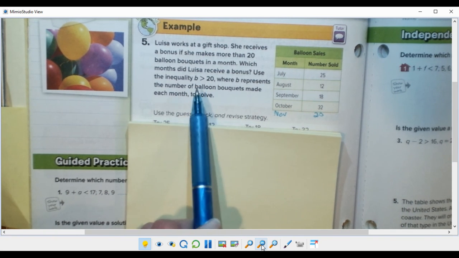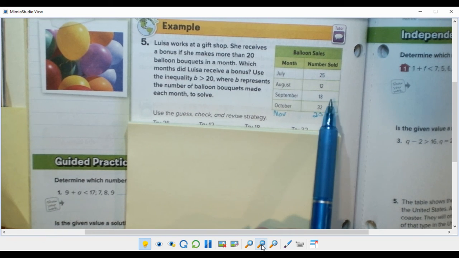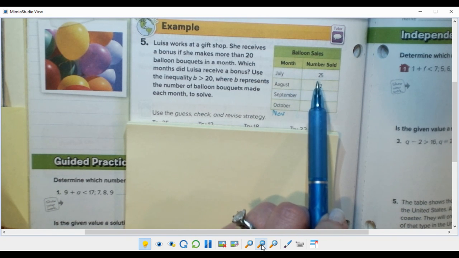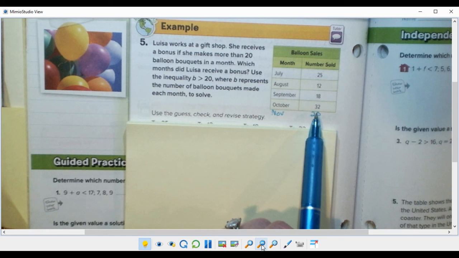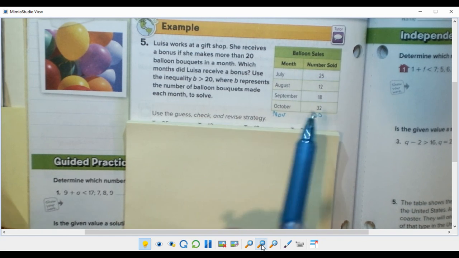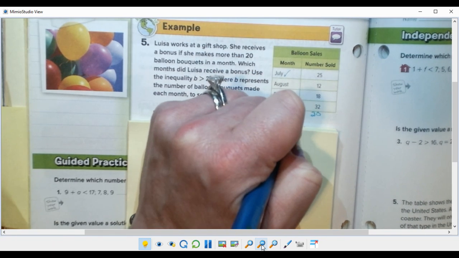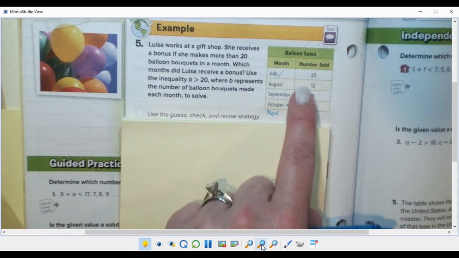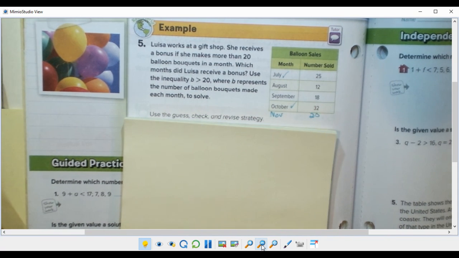All right, most of us aren't going to write this. Most of us aren't going to think like this. We're going to go over here and see which numbers are bigger than 20. July, that's bigger than 20. No, no, yes. What about November? I added this on here so that we could talk about this. Would she get a bonus for the month of November? It equaled 20, but is it greater than 20? In this case, she would not get the bonus. She would only get it for the 2 months that were greater than 20.